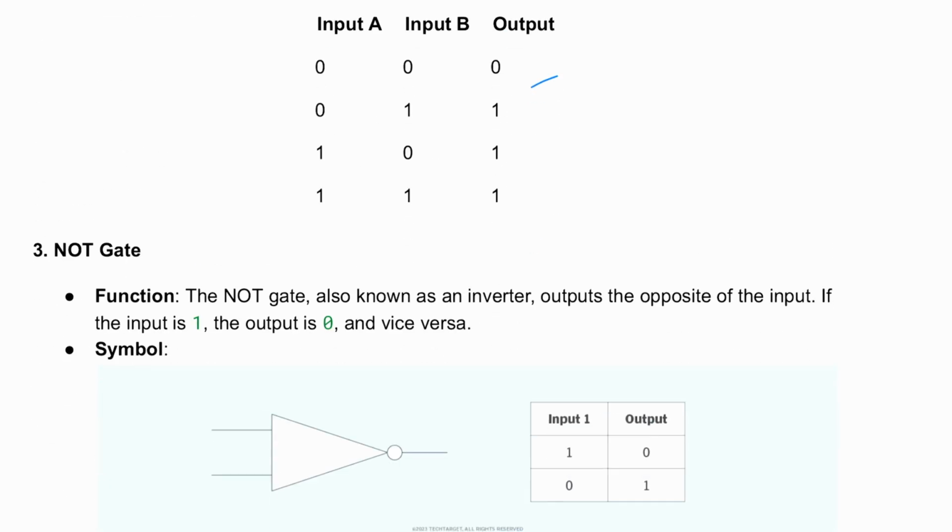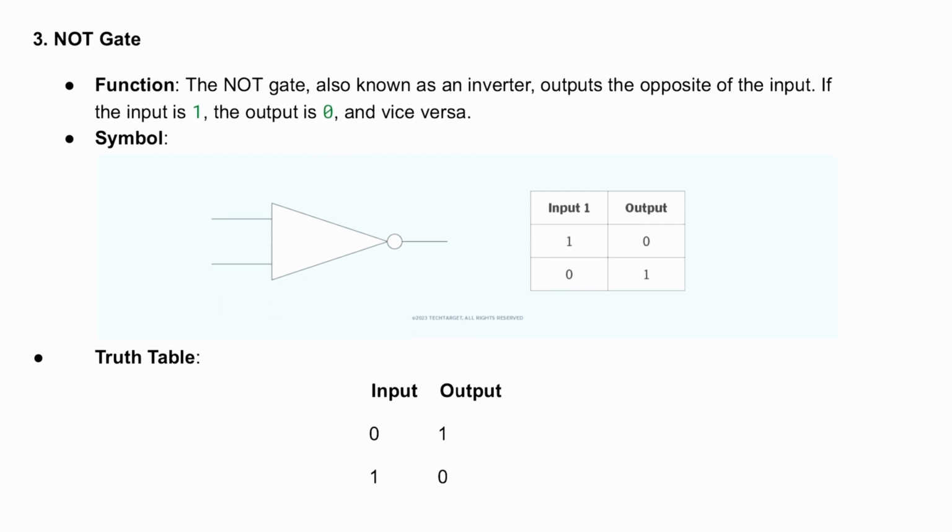This is the same. Then the NOT gate. This is the third basic gate in computers. What it does is, if the input is 0, it will give the output as 1. If the input is 1, it will give the output as 0. So it complements the inputs. Suppose I say the input is A, it will make it A complement. If it's B, it will make it B complement.